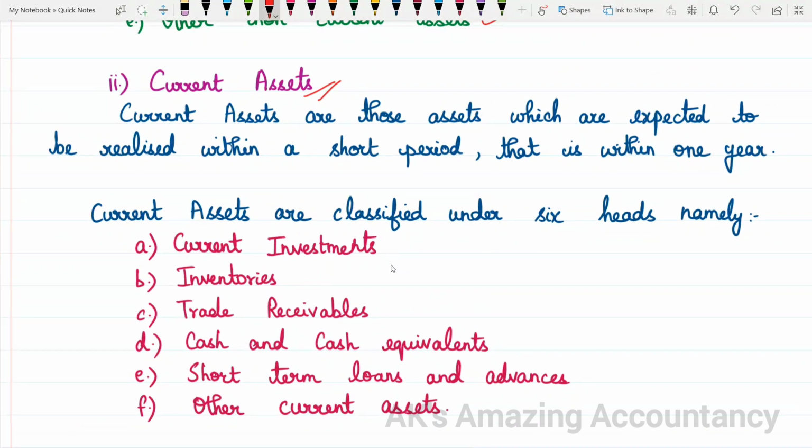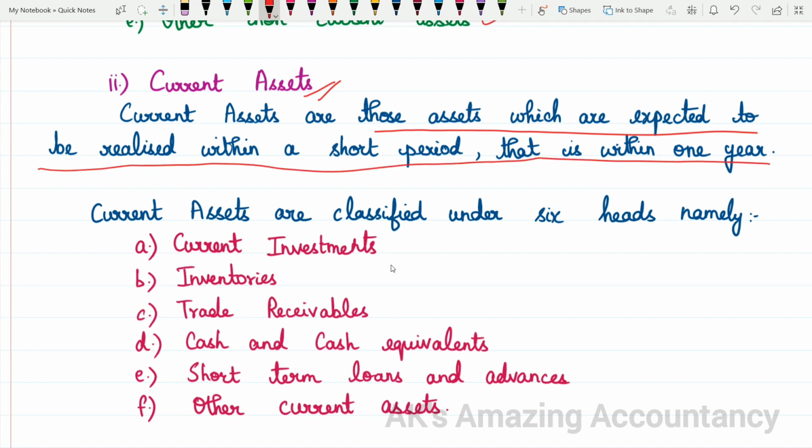Current assets are those assets which are expected to be realized within a very short period, that is, within a period of 1 year. Those assets which can be realized or converted into cash within a short period of 1 year are called current assets. So, under current assets, we have six heads.